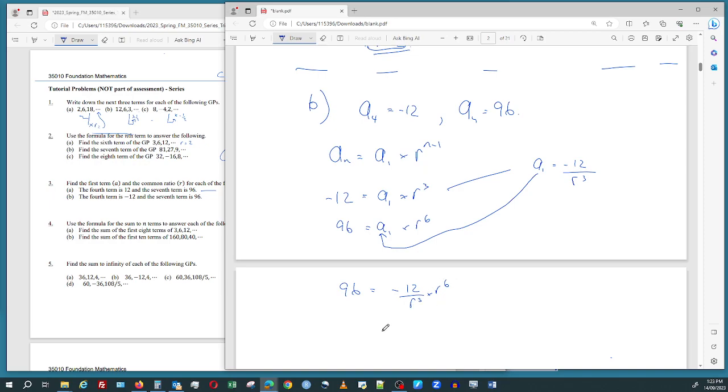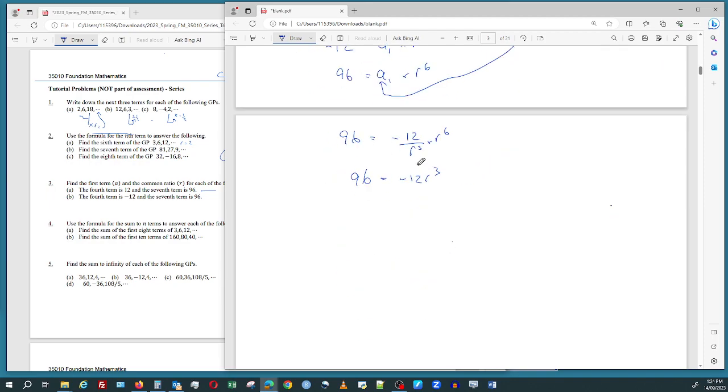Same thing again though, isn't it? So we're going to have 6 minus 3 is 3. So we're going to have minus 12 R3 is equal to 96. And so what we'll be doing is pulling that one down. Minus 12 divide, minus 12 divide. And so we'll get minus 8 this time is R cubed. So that's minus 2 cubed is equal to R cubed.